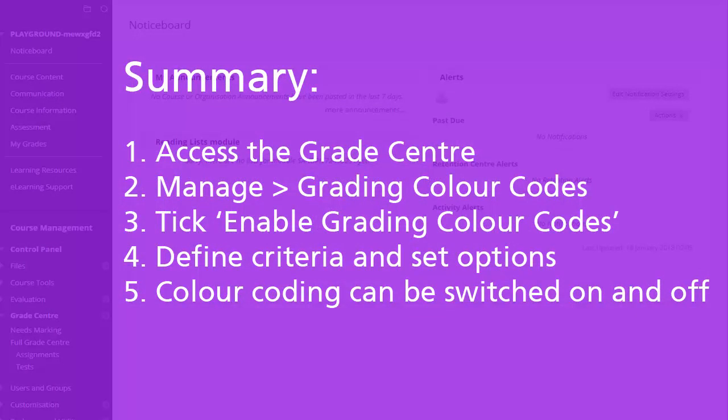So, to sum up, access the Grade Centre, open the Manage menu and select Grading Color Codes, enable Grading Color Codes, define rules and add criteria as appropriate. Color coding can be switched on and off.